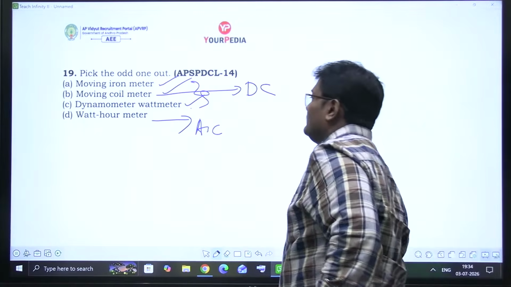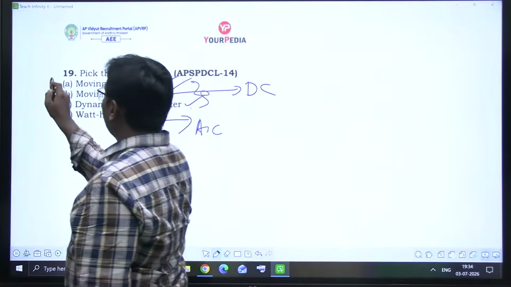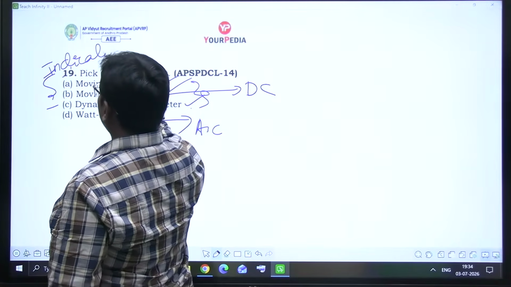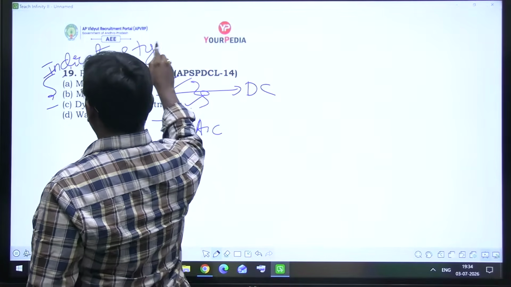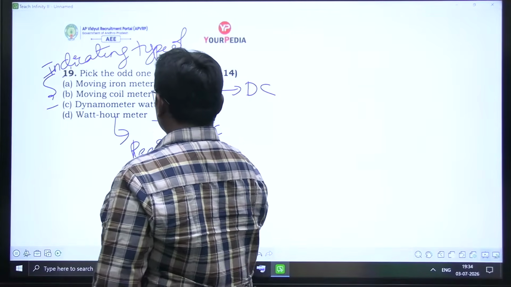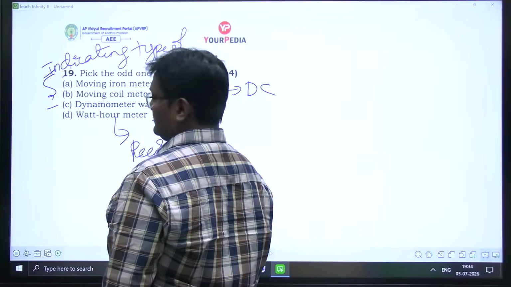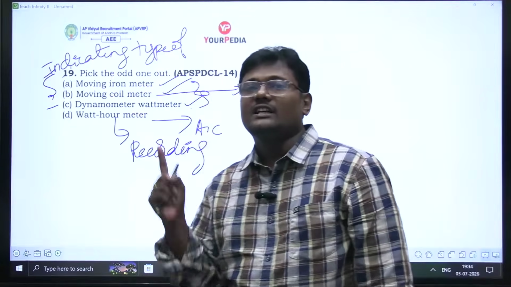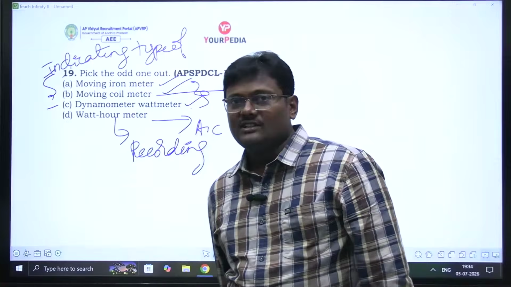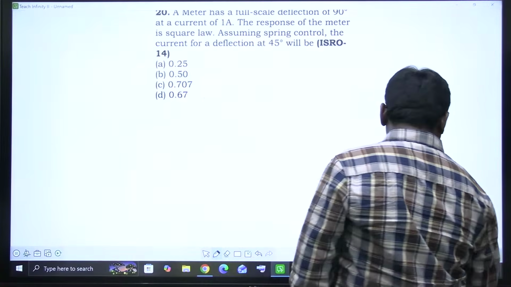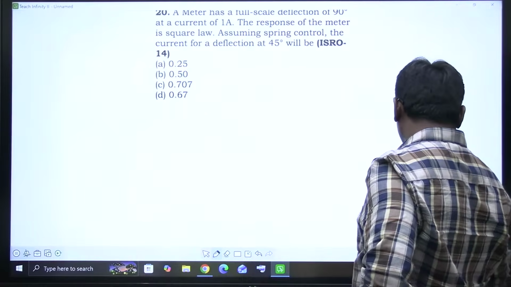All these three are indicating type of instruments. But here it is a recording type of instrument. Continuously the disk is rotating and the value is recorded. So the D option is correct.